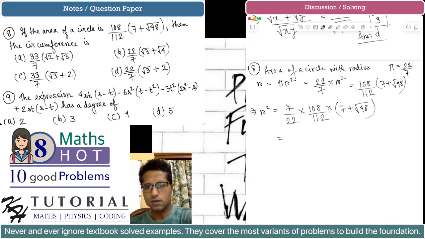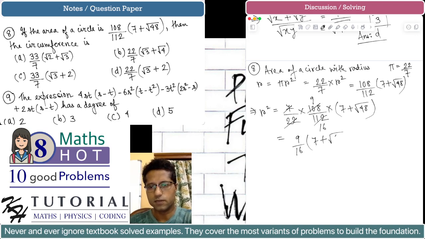This is equal to, I think we have to do some cancellation. 22, 9, okay, 9, 18, okay. So this cancels 108 with 9, and 7 divides 112 with 16. So this is 9 by 16 and 7 plus square root of 48.